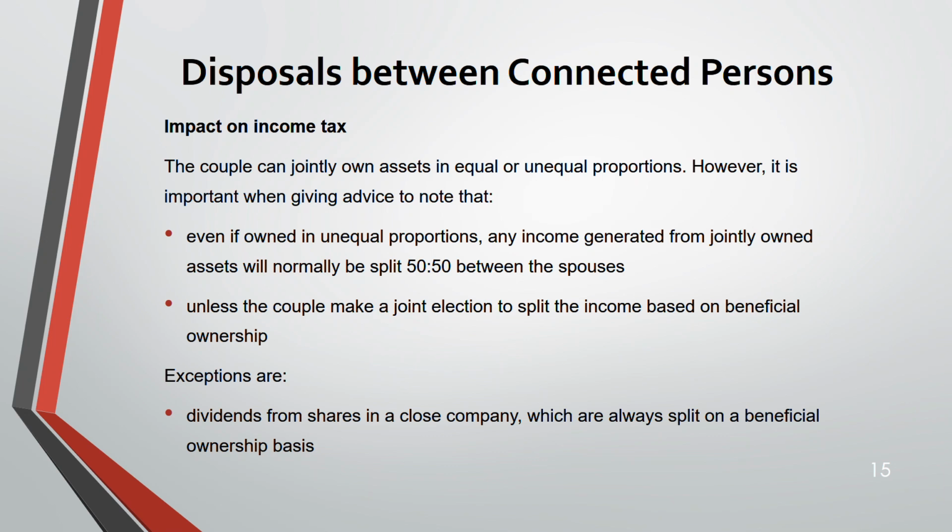For now, just very briefly, closed companies are family related companies, where the company has very few shareholders. It's not a big shareholder base. So dividends from shares in that closed company are always split on a beneficial ownership basis. And if it's interest from joint bank accounts, it is always 50-50. This you have to remember. Now let us do a question.